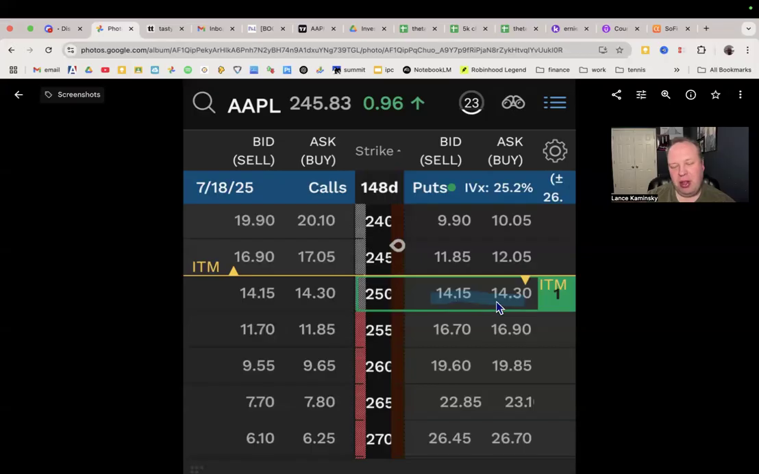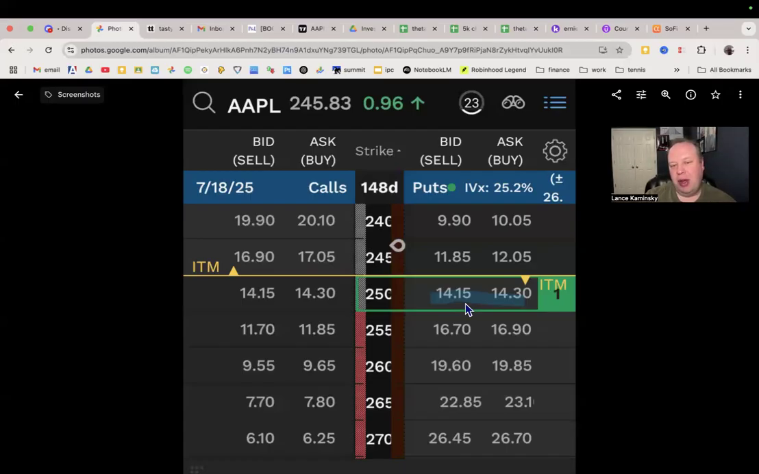And this might get a little complicated. Try to say it clearly and slowly here. If we went down to 200, this put would be worth the difference of 250 minus 200. This option would be worth 50. Now we bought it for around 14. If you could sell it at 50, you made about $3,500 in gains off just that put. Yes, you would have lost about $4,500 in the shares, but you would have made about $3,500 in the put.